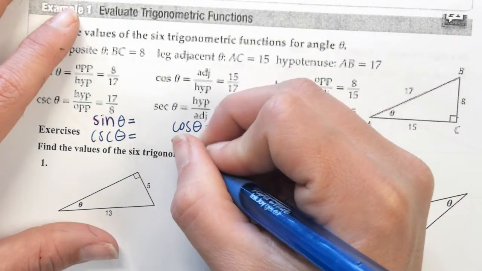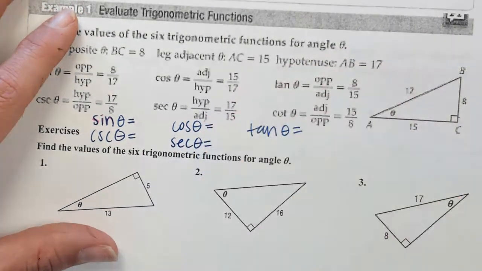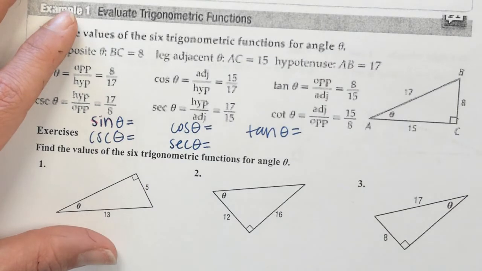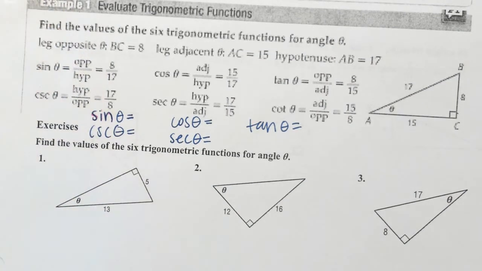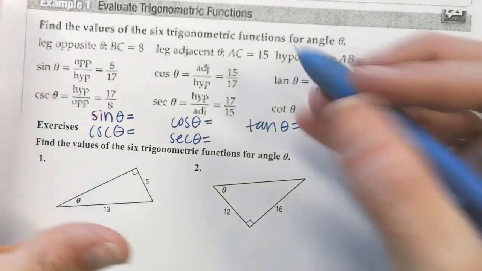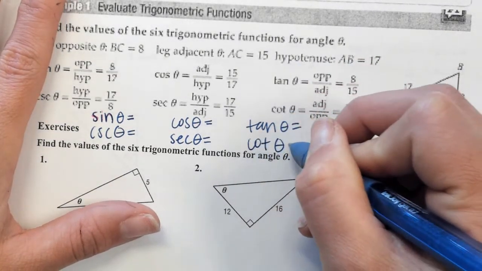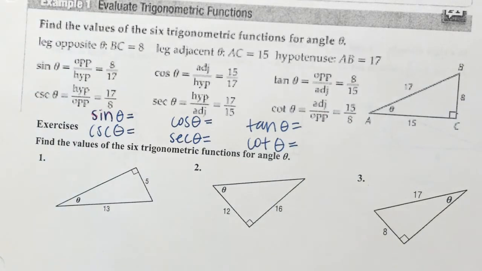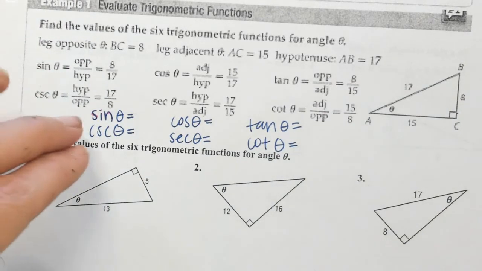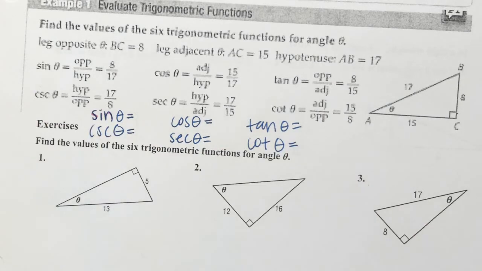Cosine's boyfriend is secant, S-E-C. So what goes with cosine? Secant. Good. Now, tangent's boyfriend is cotangent, spelled C-O-T. So what's the opposite of tangent? Cotangent. Good. The reason they go together is that they're opposites of each other.